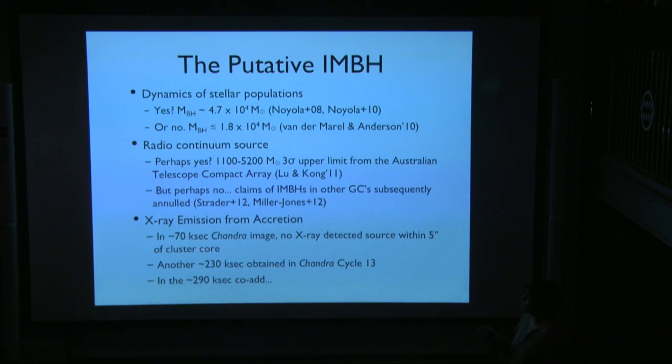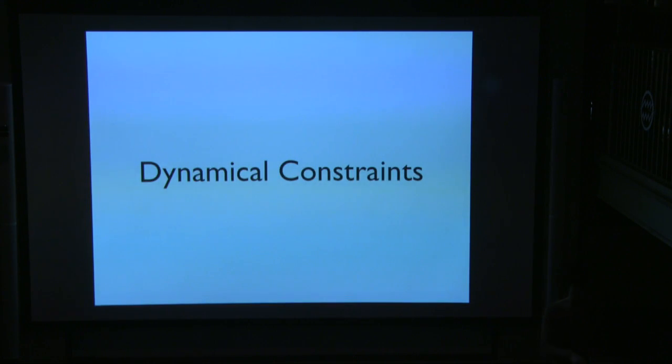We had looked at this before with a 70 kilosecond exposure from Chandra some 10 years ago, and there was no X-ray detection within 5 arc seconds of the cluster core. We obtained in cycle 13 another 230 kiloseconds, putting us up to nearly 300 kiloseconds on the core of Omega Centauri. And I always try to give away the punchline early so that everybody can just relax and enjoy their lunch. There's still no X-ray detection even in this deeper data set.